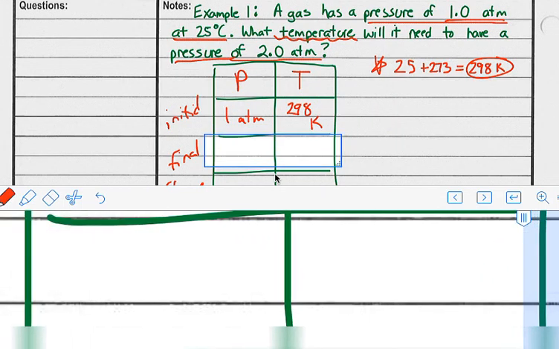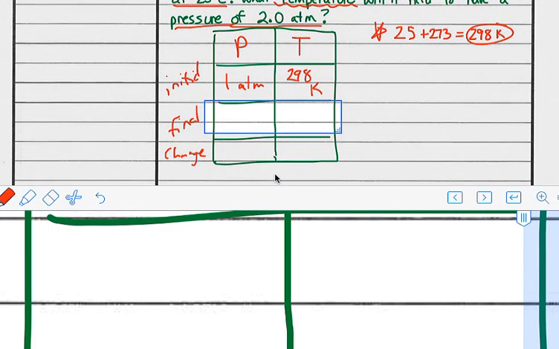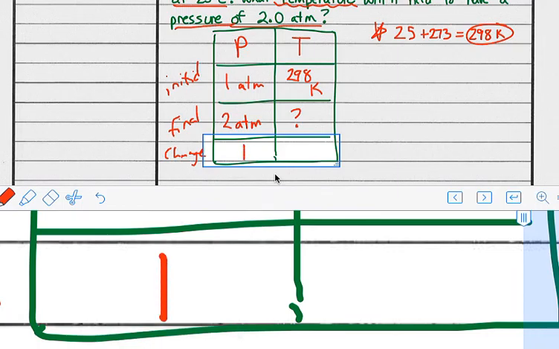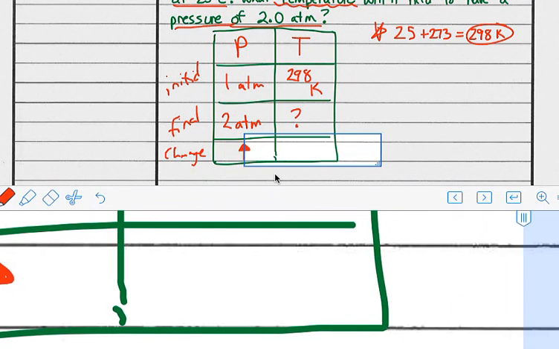It also doesn't make any sense to have 0 pressure, so if you end up with zeros anywhere in your problem, you can know that you probably didn't change it to Kelvin. So the next question says, what will the temperature be? So I'm going to put a question mark here at 2.0 atm. So, all right, my pressure is going up. In fact, it's doubling, and my temperature then will have to also go up.